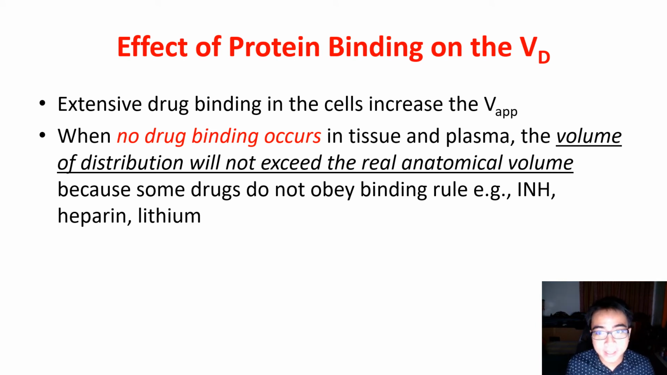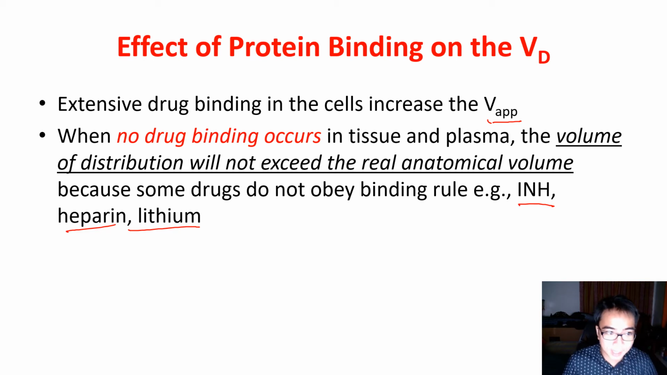Extensive drug binding in cells increases the apparent volume of distribution. And when no drug binding occurs in tissue and plasma, the volume of distribution will not exceed the real anatomical volume, because some drugs do not obey binding rules, such as isoniazid, heparin, and lithium. These are drugs that do not bind to plasma protein. So, class, their VD will most likely not exceed a real anatomical volume.